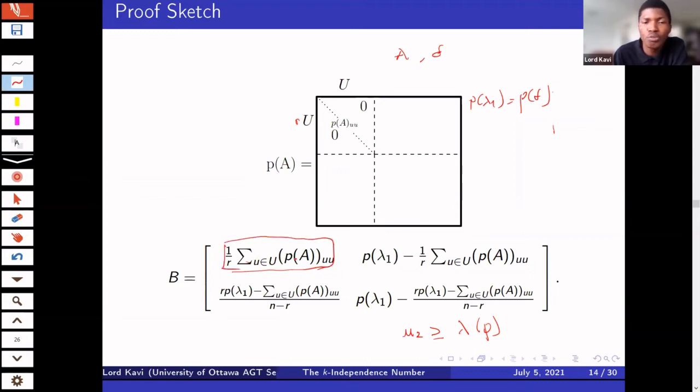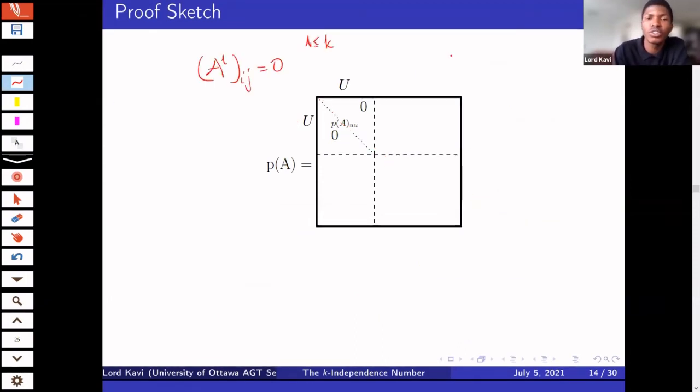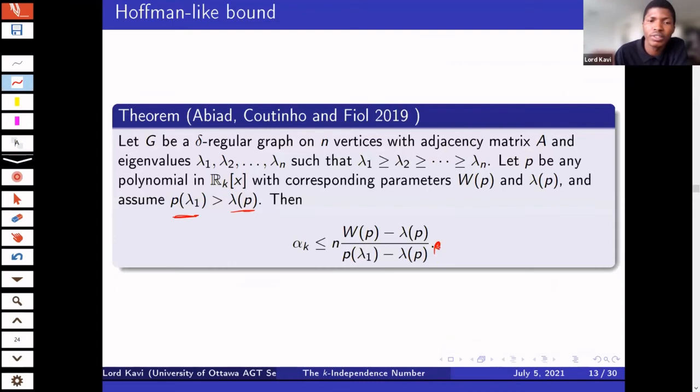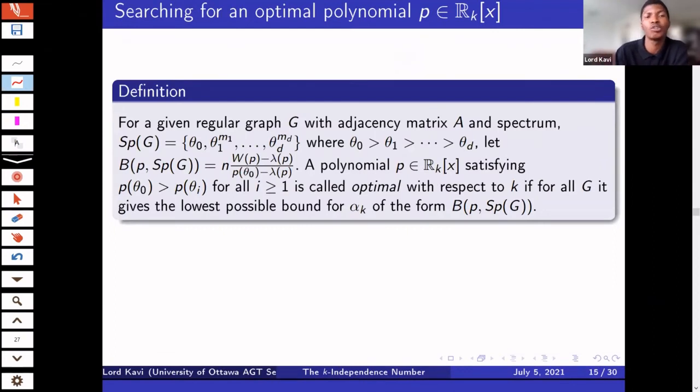But this value is basically just the average of the largest value over here. But it's difficult. We don't know what the set really is, so we can't be dealing with this. So basically what we have to look for is that this value here is definitely less than the largest, because it's an average. This value is definitely smaller than the largest value on the diagonal, which is W of P. So using that idea, we can now deduce this result from that, and noticing that P of lambda 1 is greater than lambda P. All right. So that's just a quick sketch of the proof.